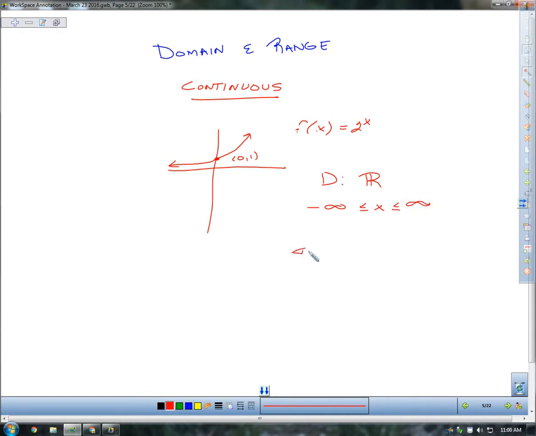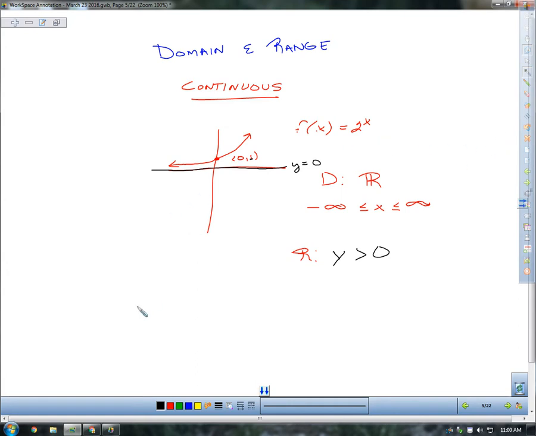Your range works very tricky with exponentials, because it's never going to cross this line. Since we're using the same example as the parent function, I know that y equals 0 is an asymptote. I'm never going to touch or go below that line. So the way I'm going to say that is y will always be more than 0. And it will always be one less than the coordinate of your y-intercept. It's always down one step.